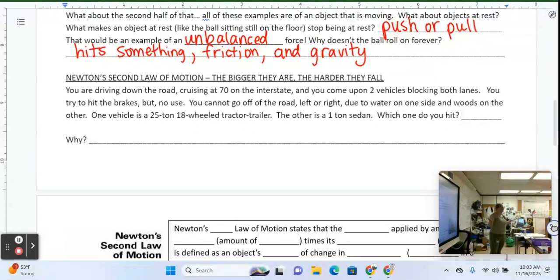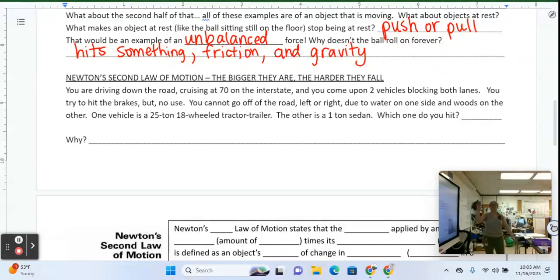That makes sense, right? Now, bullets are tiny, but they go fast. So even something very small, if the acceleration is fast enough, it can still have a lot of force. So, force equals mass times acceleration. The bigger something is, the faster it's moving, the more force it has.